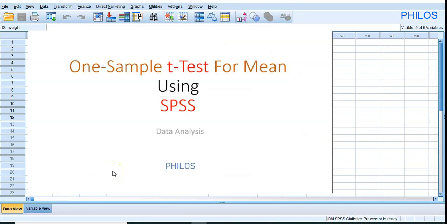Hi, welcome. I'm Philos, and I will take you through how to perform one sample t-test for mean using SPSS and how to interpret it as well. So without wasting much time, let's start.